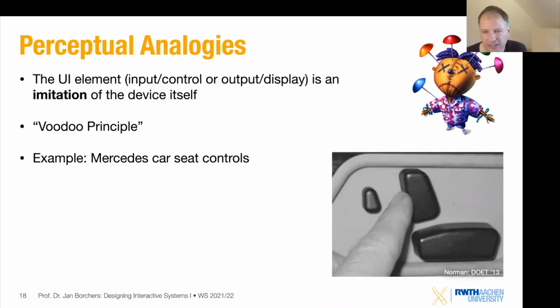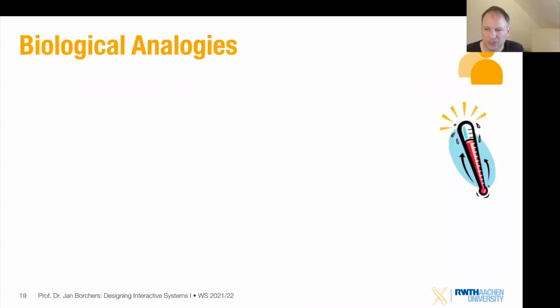These perceptual analogies are obviously closely linked to the Gestalt laws, right? We see this thing, we group it accordingly, we derive the right controls from it, and this gives you a great control of something if you can afford it. But of course, this is more expensive than just putting a few simple buttons into the door, and so that's why it's often not done in cheaper models. Next up, we've got biological analogies.